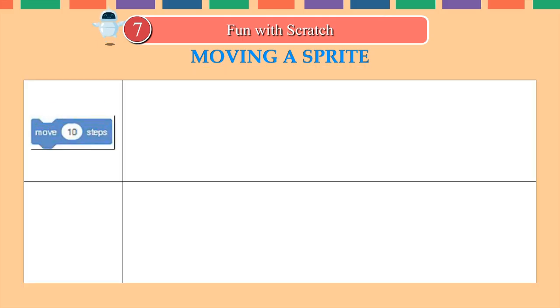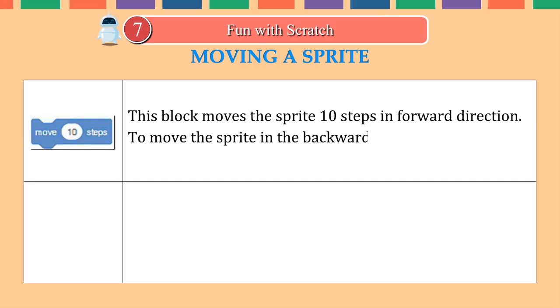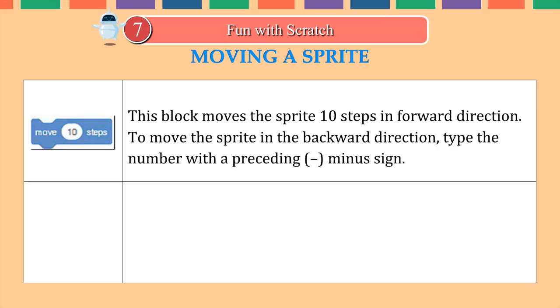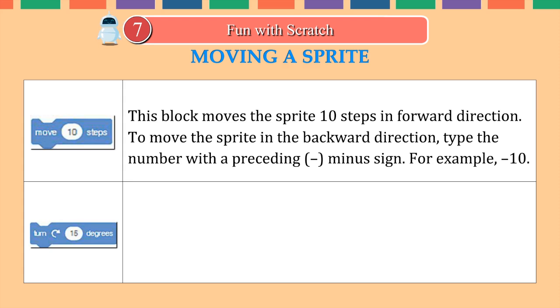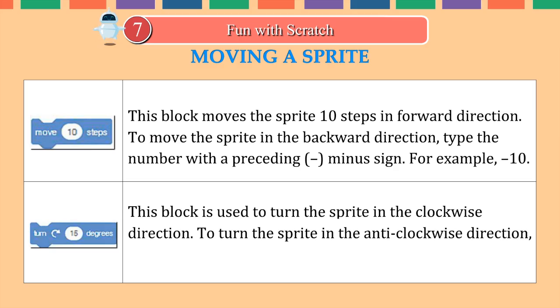Move 10 steps. This block moves the sprite 10 steps in forward direction. To move the sprite in the backward direction, type the number with the preceding minus sign, for example, -10. Turn 15 degrees. This block is used to turn the sprite in the clockwise direction. To turn the sprite in the anti-clockwise direction, use the turn anti-clockwise 15 degrees block.